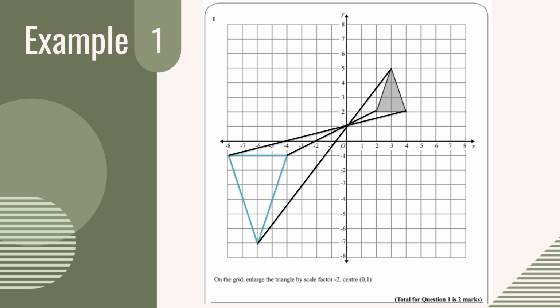But also, look at the graph for hints. We can see the small triangle goes from 2 to 4, so the negative enlargement will go from -4 to -8. And same, if it's got a height of 3, it'll have a height of 6. You can enlarge it by 2.